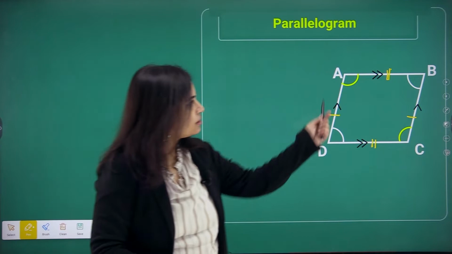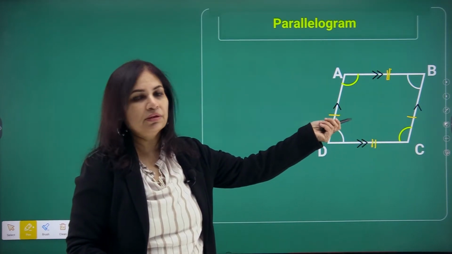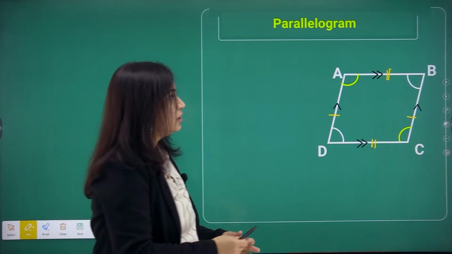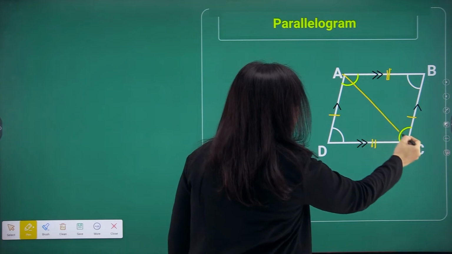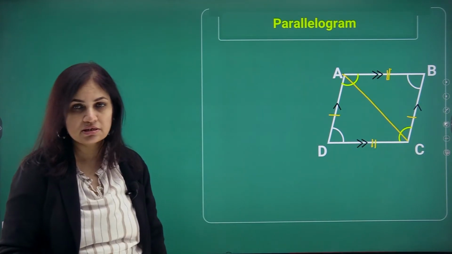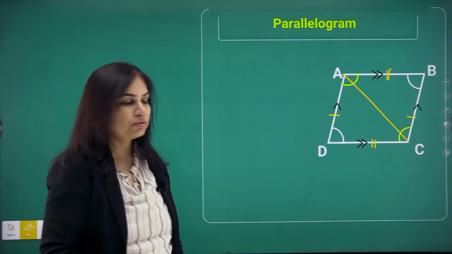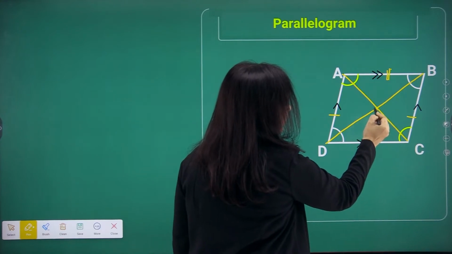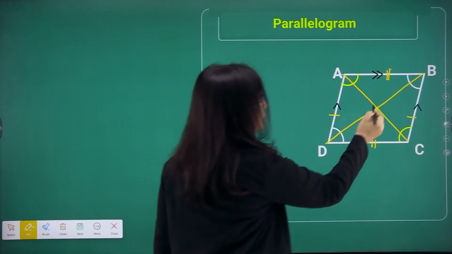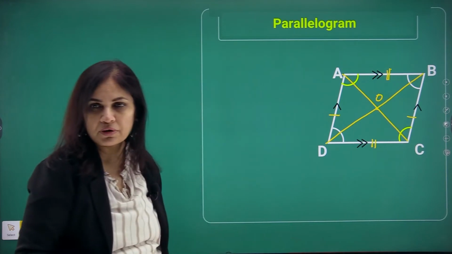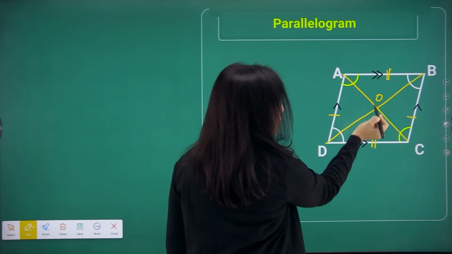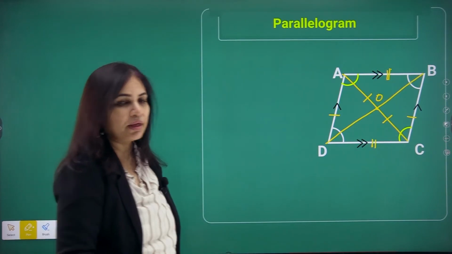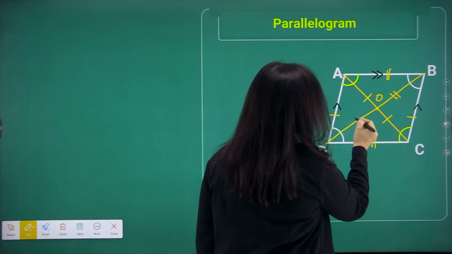We can also see the pair of opposite angles are equal. Angle A will be equal to angle C and angle D will be equal to angle B. Further, if I connect the opposite vertices, we get the diagonals of a parallelogram. AC and BD are the 2 diagonals, and they intersect at point O in such a way that each diagonal is bisected. That means AO becomes equal to OC and OB becomes equal to OD.